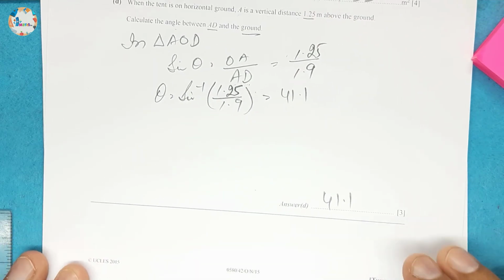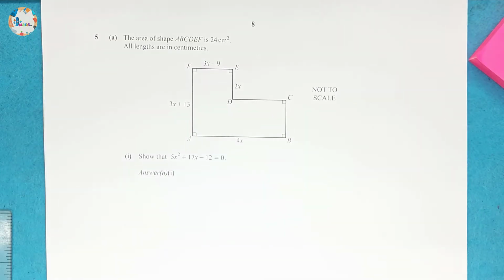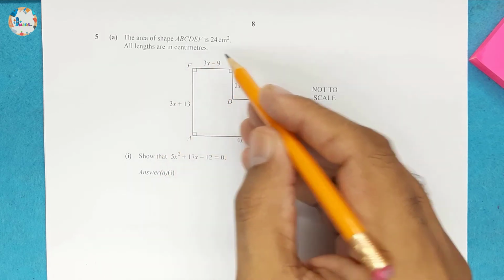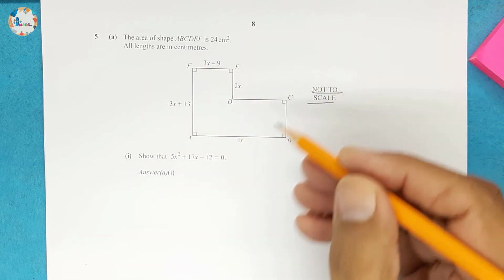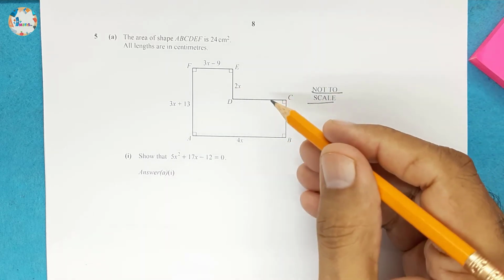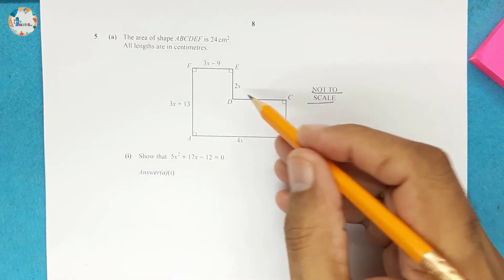41.1 will be our final answer. Hopefully you understood this. Question number 5. The area of the shape is 24 centimeter square. All lengths are in centimeters and the diagram is not to scale. Show that this is equal to this. So we have to find the area basically.